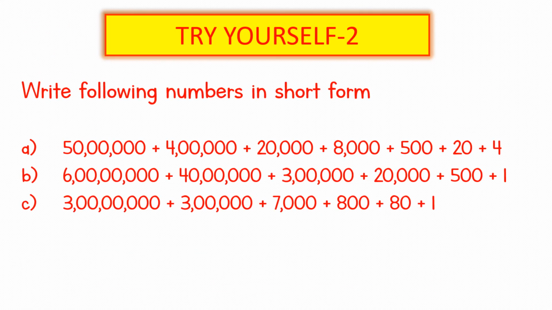Try yourself. Numbers are given here in expanded form. You have to write them in short form. Write the following numbers in short form. You know that if you start from the ones place and make a place value chart, it comes out neatly. Okay? If you have any doubt, check the examples. Practice these sums, children.